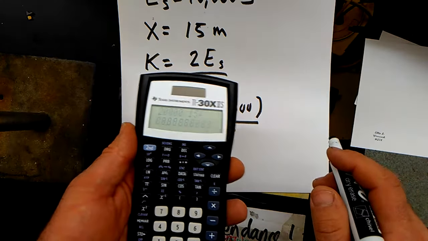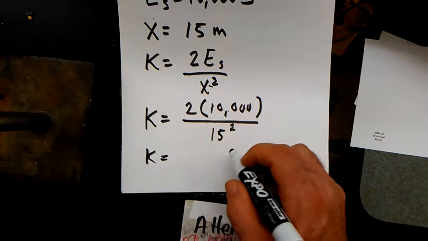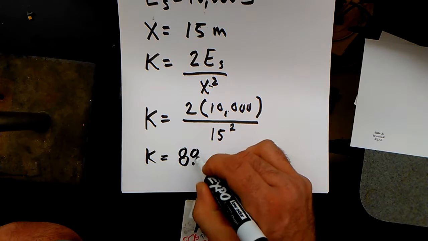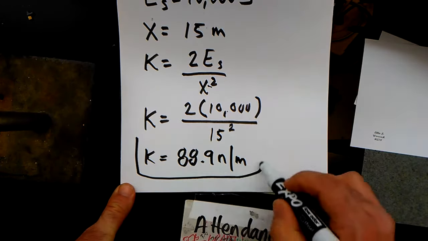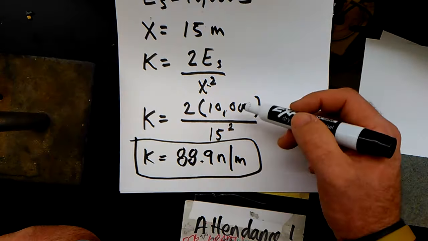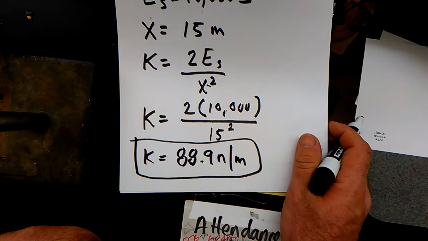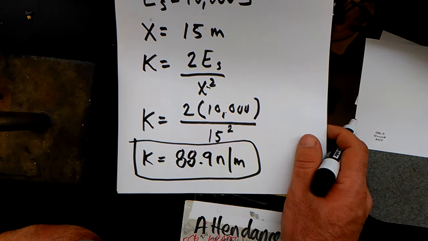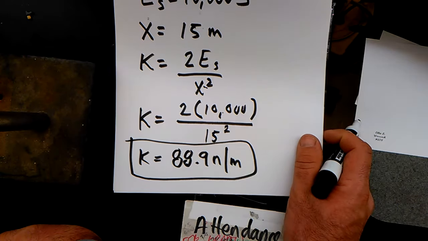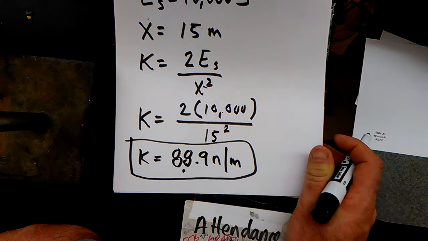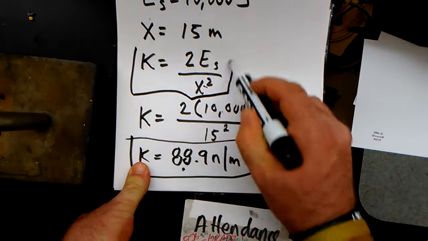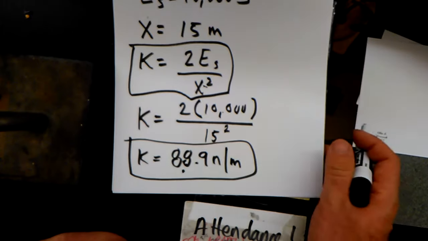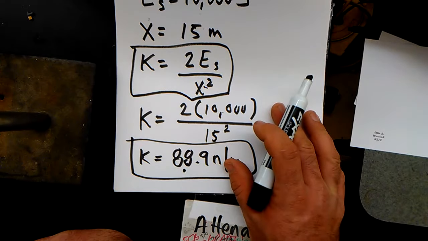Okay. As you can see, I ended up with 88.9 newtons per meter. There is the K value of that spring. Now I could find that out, and we are going to do a lab for that. And we're going to calculate the K value of a spring. So this formula right here is something that we want to keep in our notes and understand. We're going to be using that quite a bit, especially when it comes to our Hooke's Law Lab, which we're going to be doing very shortly.